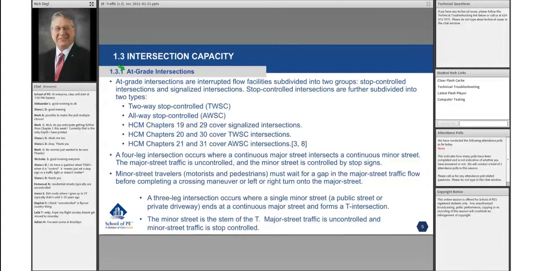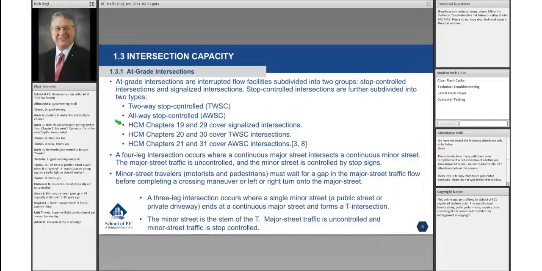And we're talking about at-grade intersections. There are various types of at-grade intersections. Of course, the two-way stop-controlled intersection, which is probably the most common type of intersection out there. Then there's the all-way stop-controlled.